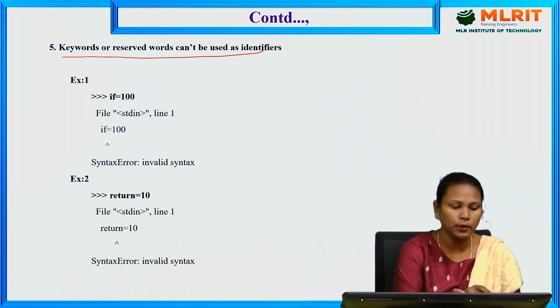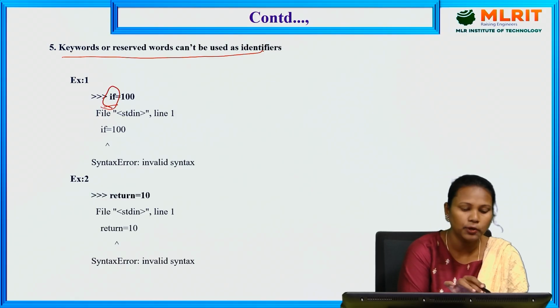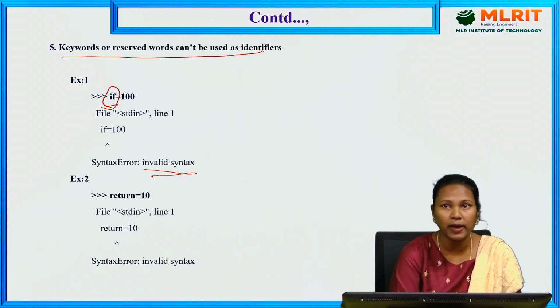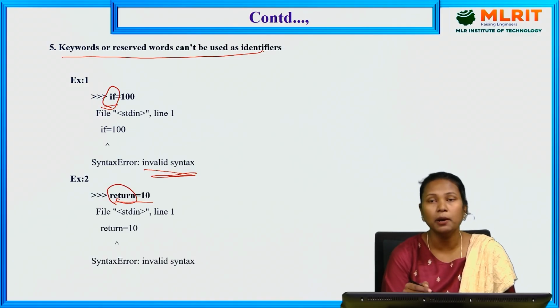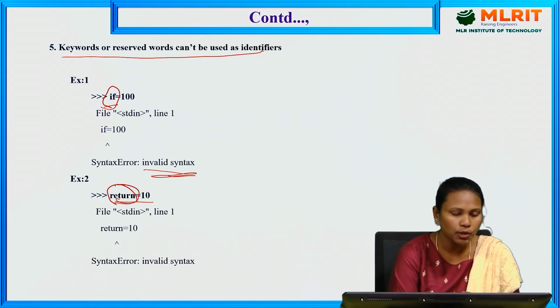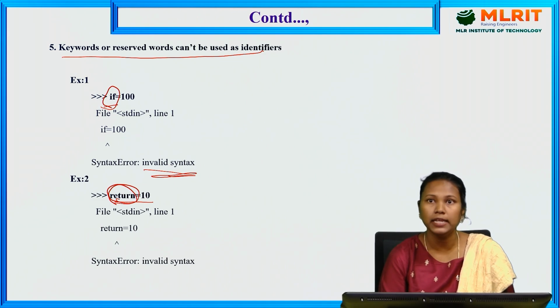For example, if equal to 100. First thing, it starts with alphabets only, but the thing is, it is a keyword. That's why it is showing an error, invalid syntax. Next, return equal to 10. Return is also a keyword. The function returns the value to the particular call. So here we can't use return because return is a keyword. So these are the 5 rules we have for defining an identifier.